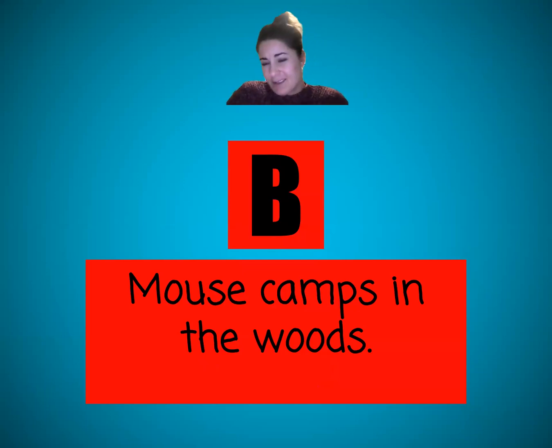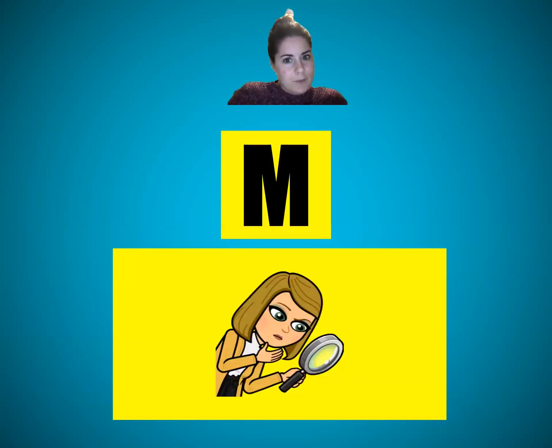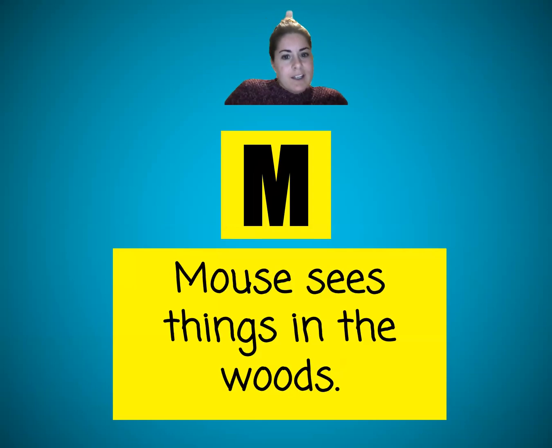What happened next? What was in the middle? Right, what was kind of that problem? Mouse sees things in the woods. He's seeing what, right? That happened in the middle, right? He's seeing things in the woods. Like what? Eyes, ears, teeth. Teeth was the last straw.